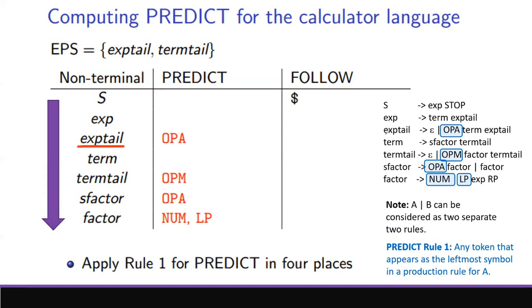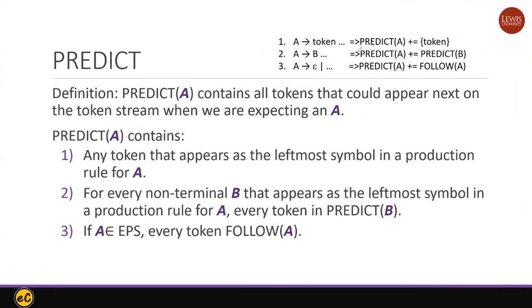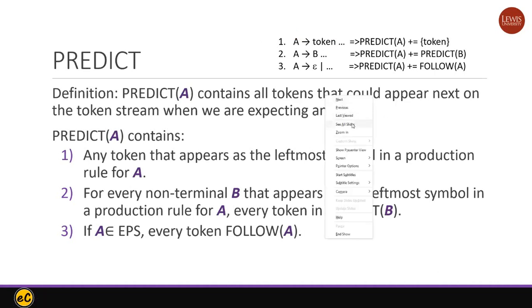So the predict set is like this: your expression tail will have the add operator, and term tail will have the multiply operator. This is based on applying rule number 1 for the predict set. Let's go back to rule number 1 for the predict set, because the operator will be before the tail. It will be the first element of the tail. So this is the rule that we go back to for the predict set: if a token is followed by a token, it would be this one. Is that okay? The predict set of A.